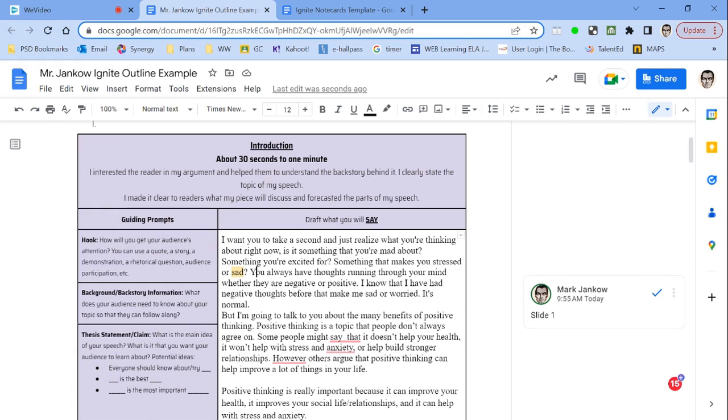You always have thoughts running through your mind, whether they are negative or positive. I know that I have had negative thoughts before that make me sad or worried. It's normal. But I'm going to talk to you about the many benefits of positive thinking.